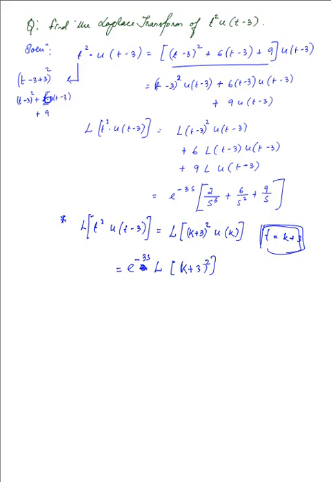So that would give us e raised to the power minus 3s times the Laplace transform of, not t square, k square plus 6k plus 9, and all of that we'll have e raised to the power minus 3s. And from the general formula, we have 2 over s cube plus 6 over s squared plus 9 over s.